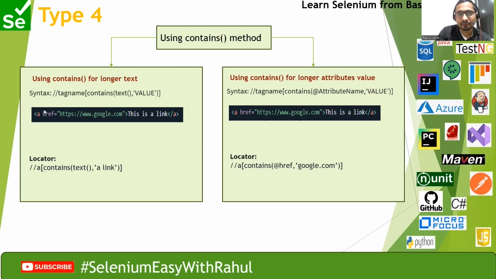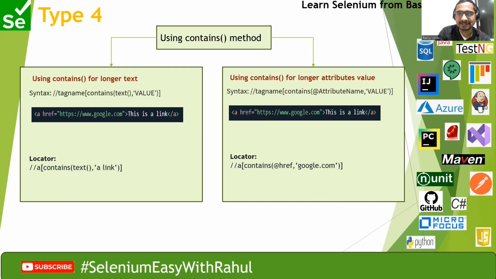Let's say I want to create an XPath using the contains function by taking text. What we need to write here: double slash, the name of the tag, which is a. Then in the square brackets, we write contains. Then in the circular bracket, we write the text method, comma. And in the single quotes, we write the subtext or partial text. In this case, I'm just taking the partial text as link. And we just need to close all the brackets. So in this way, whenever we have any text available, we can take the partial text and use it within the contains function to create the XPath.